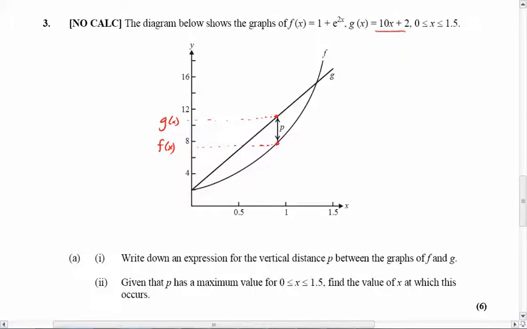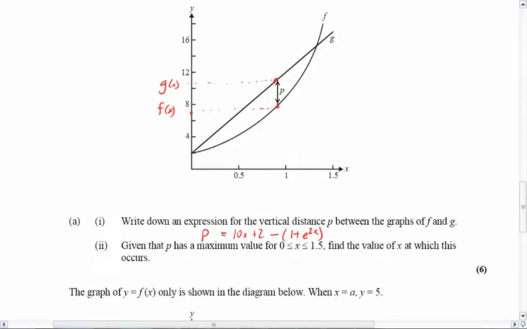So the distance, the difference between these 2 points, is actually quite simple because we're just going to go g minus f. And so what is the expression for that vertical distance? Well, it's 10x plus 2 minus 1 plus e to the 2x. Done. That equals the distance p. Alright, so that simplifies things quite significantly.